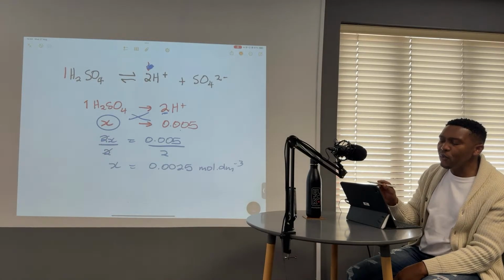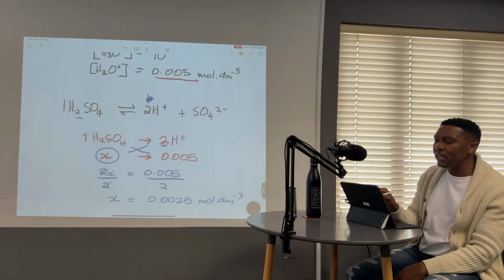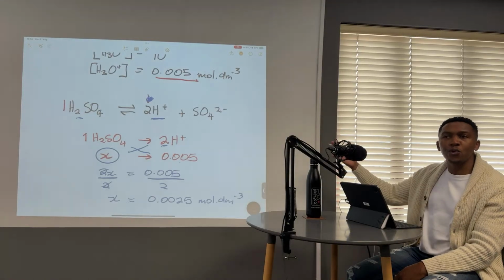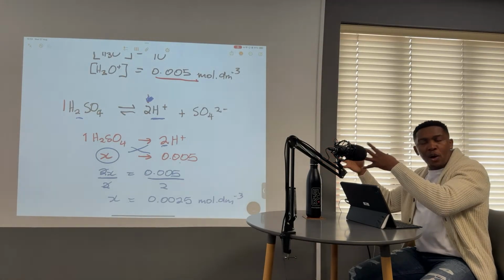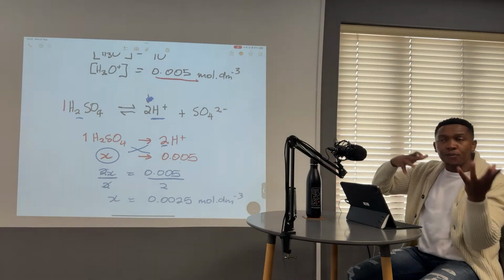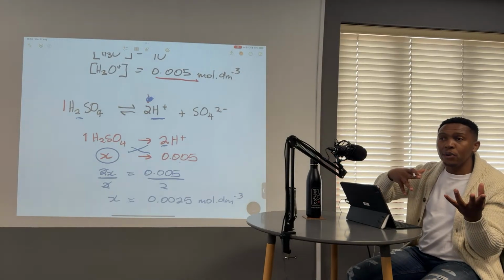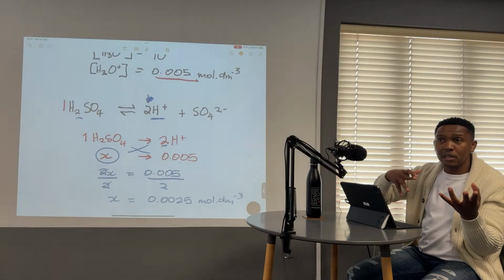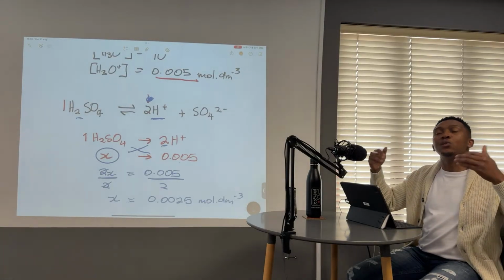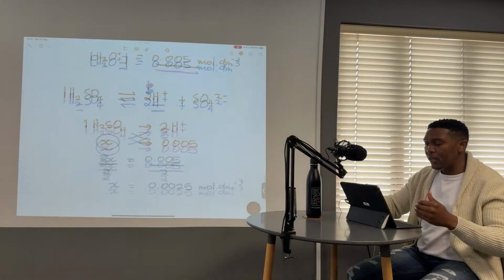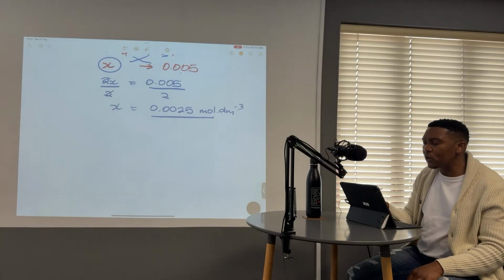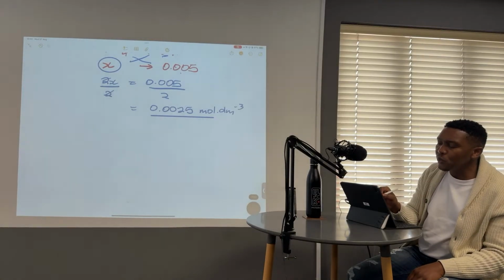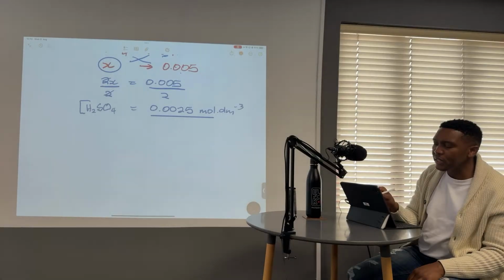We said for every 1 sulfuric acid, it will give us 2 of those H+. But now what did we have? The number of H+. And we want to find out the amount of sulfuric acid. Does that make sense? So meaning it will be half what I have. So a half of 0.025, that's why we got the concentration. And please note, X is the concentration of sulfuric acid.